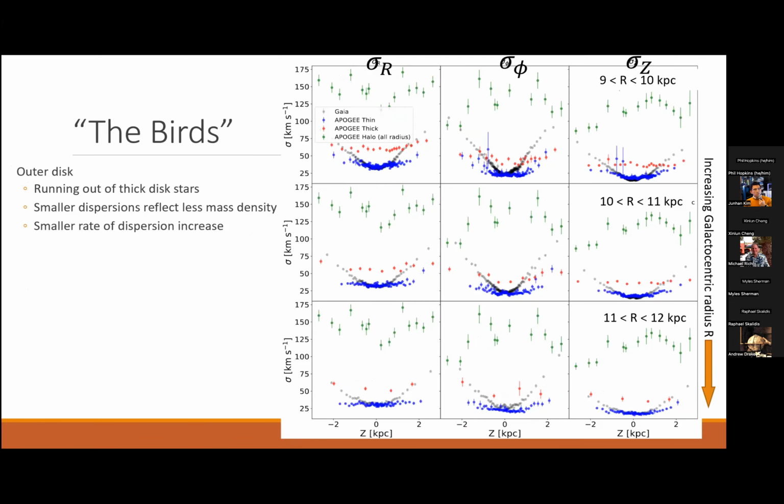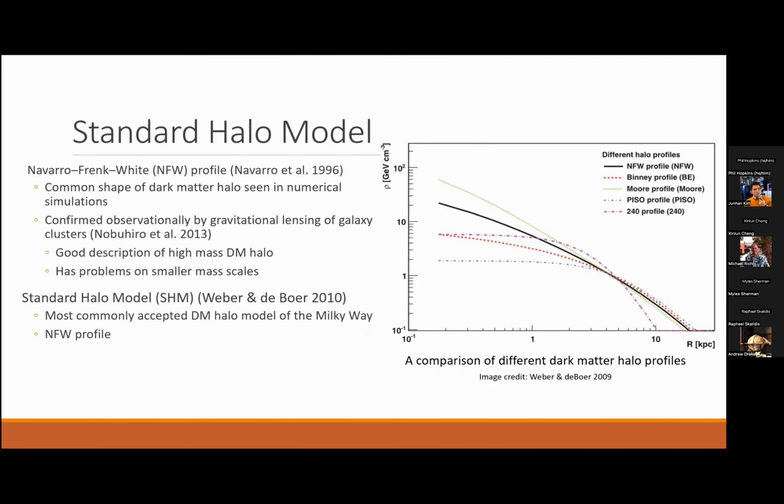In the outer disk, unfortunately, we are quickly running out of thick disk stars since the thick disk has a much shorter scale length. We also saw a smaller dispersion that reflects the lower mass density in the outer part of the disk, and also a smaller rate of dispersion increase.